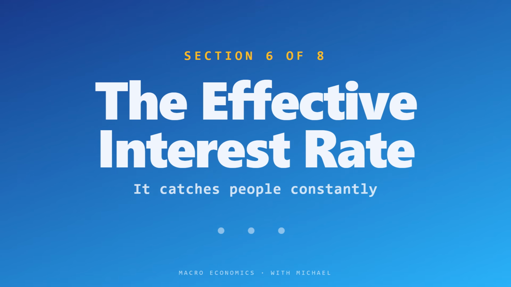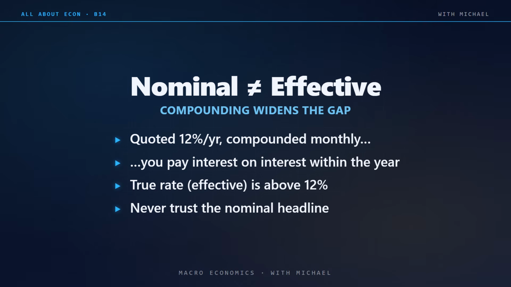Section 6. The effective interest rate. Now a tool that catches people constantly, the effective interest rate. A loan or investment might quote a nominal rate, say 12% a year. But if interest compounds more often than once a year, monthly, say, the true rate you actually pay or earn is higher than the quoted figure, because you pay interest on interest within the year.